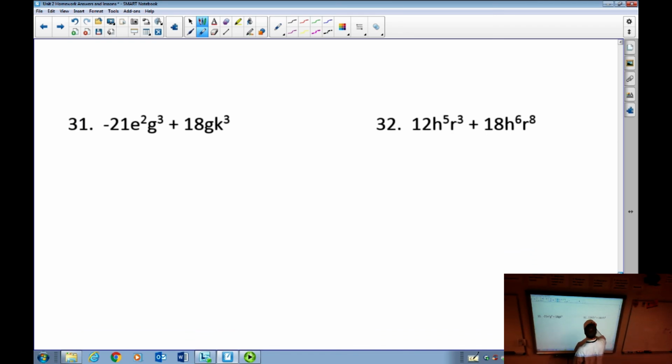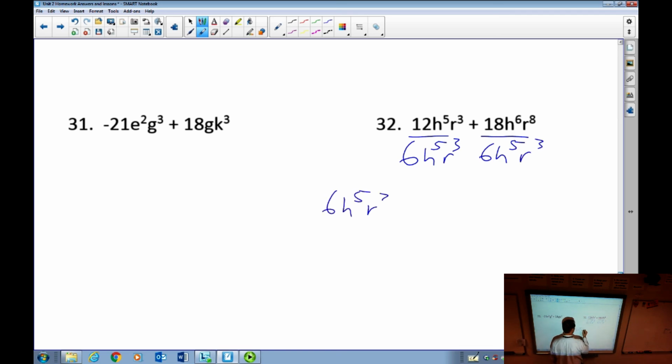Let's see here. Ooh, this one could be a little bit tricky. I'm thinking a 6, and then h to the 5th, because this is the smallest power that's in both of them, and then probably r cubed is in both of them. So if we do that, that hopefully should help us out a lot. See what we're left with there. You're doing college math. Good job.